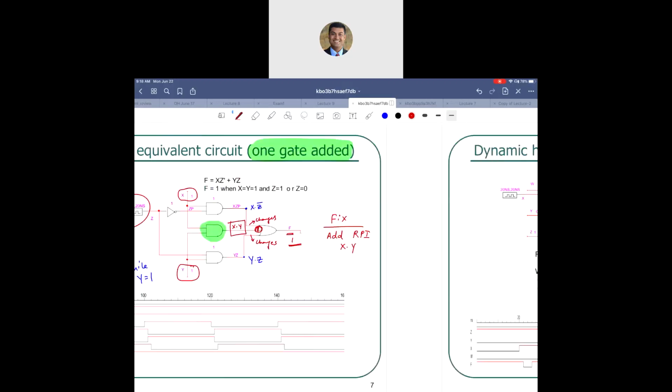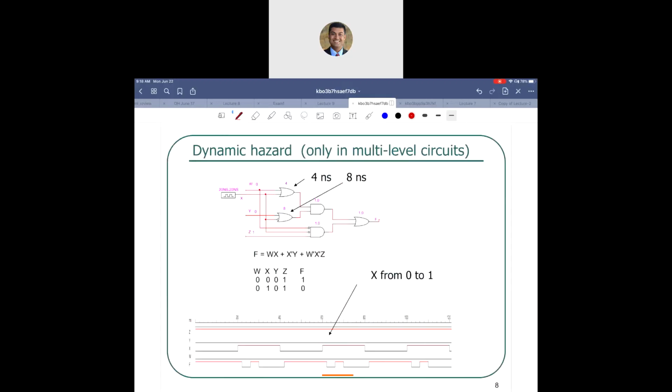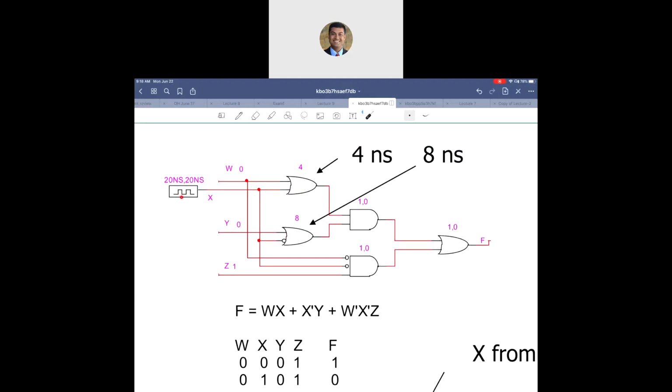All right, let's move on here. Let us talk about a dynamic hazard. A dynamic hazard is one input changing. In this case, x is changing. We are leaving w at 0, y at 0, and z at 1. So we are leaving the three other inputs to this circuit the same. We are not changing it. We are changing only x.